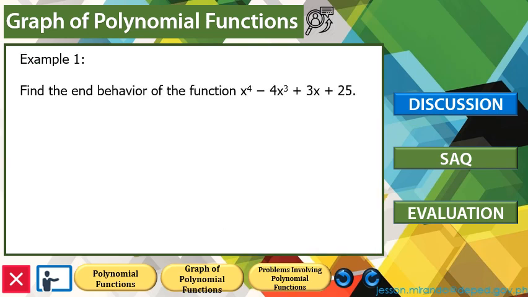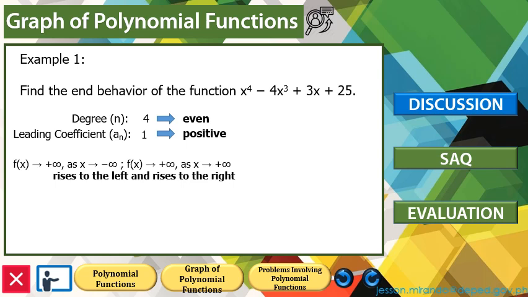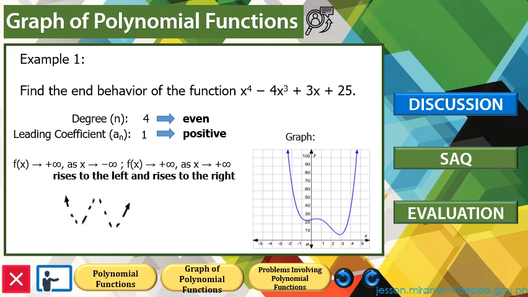Example 1. Find the end behavior of the function x raised to 4 minus 4x cubed plus 3x plus 25. Identify the degree and the leading coefficient. Make sure that the function is already written in standard form. As you can see, the degree is 4, which is even. The leading coefficient is 1, which is positive. Therefore the end behavior of the graph rises to the left and rises to the right, or opens upward. This is the sketch of the graph of the function.